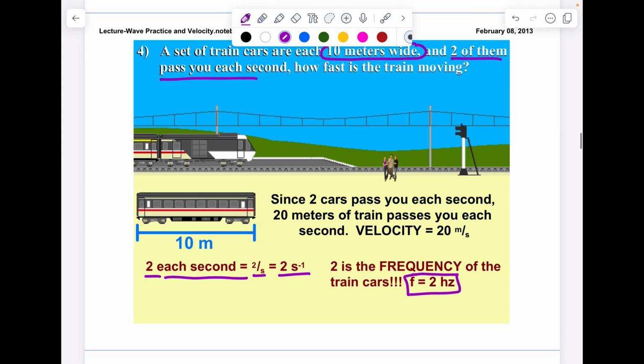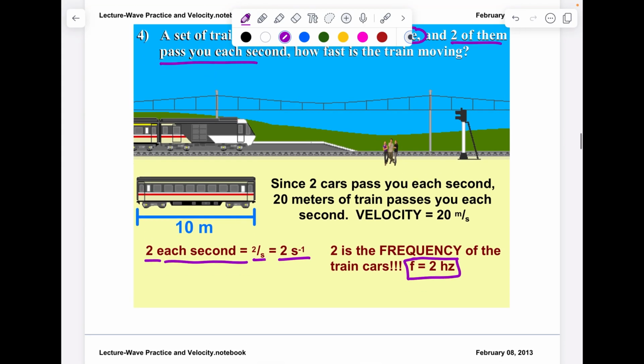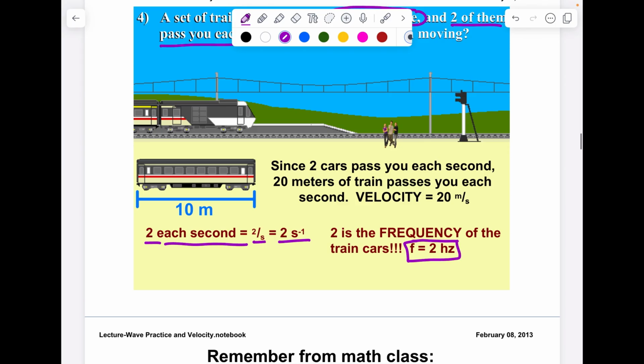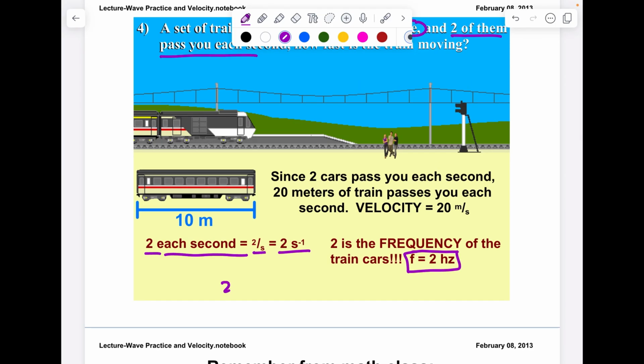And well, gosh, if I know that I've got 2 trains going by per second, and I know that each train is 10 meters, if I do 10 times 2 over seconds, I get 20 meters over seconds. So what have I really done here? I've done frequency times wavelength, right? The number of things going by per second times the length of those things.